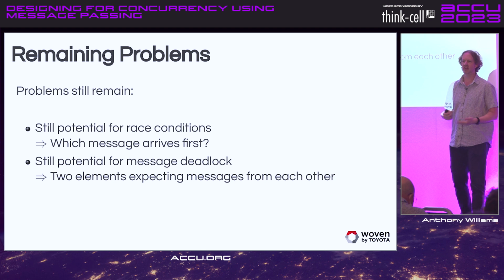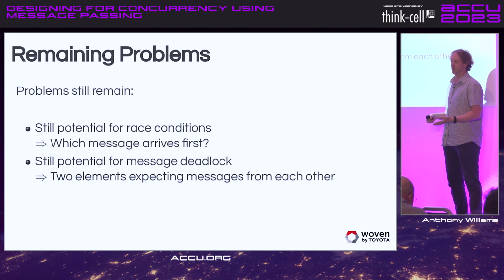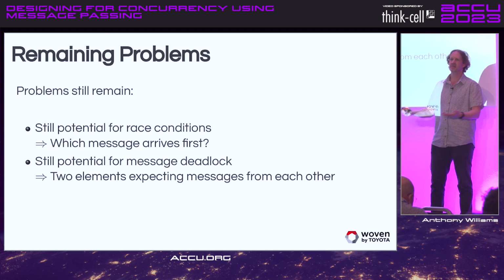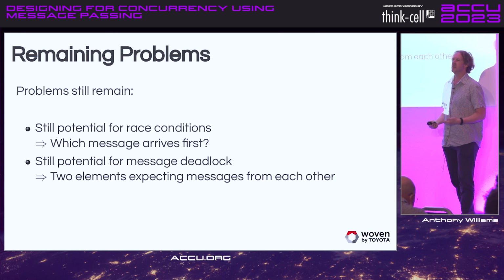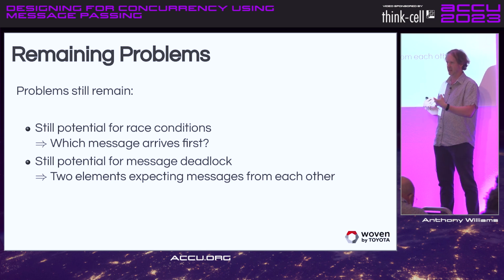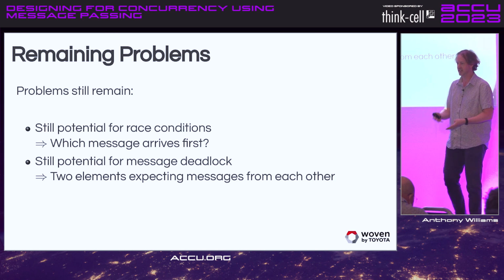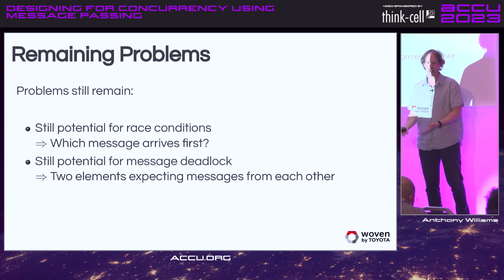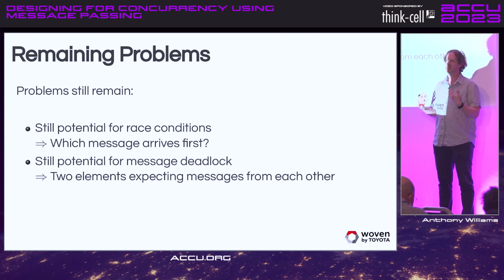Similarly, you can design your code badly such that there is the potential for message deadlock, where two elements are trying to send messages to each other, and each of them is waiting for some form of response from the other, but they're not going to get it because they're each waiting for the response from the other. So you can still design that into your code if you choose to do so. I strongly say don't, because it's something that you are in control of here. But it's something to be aware of.